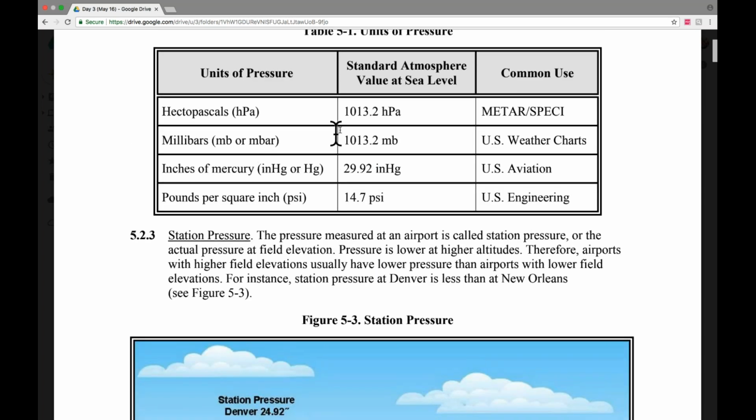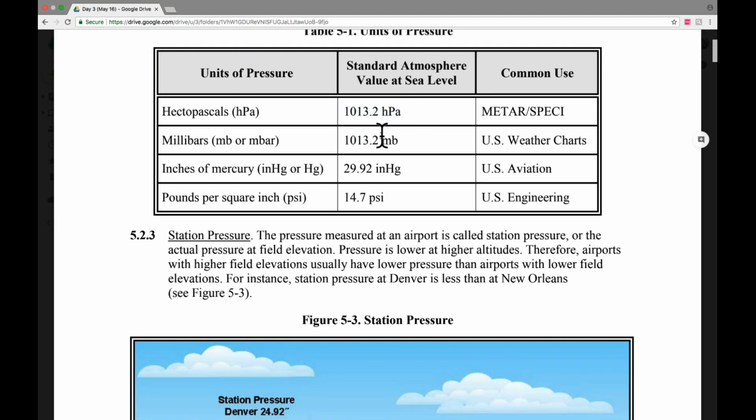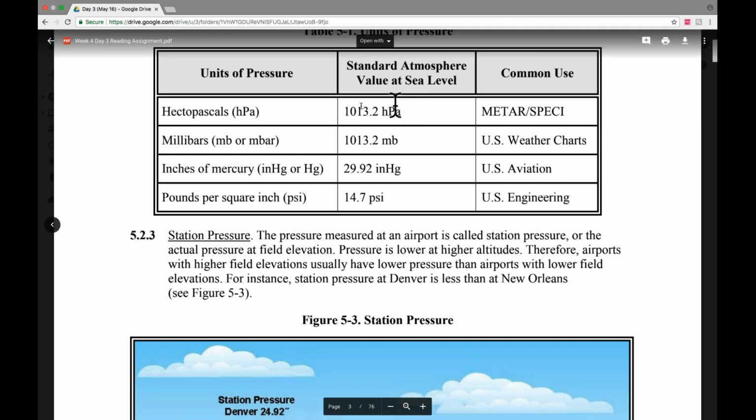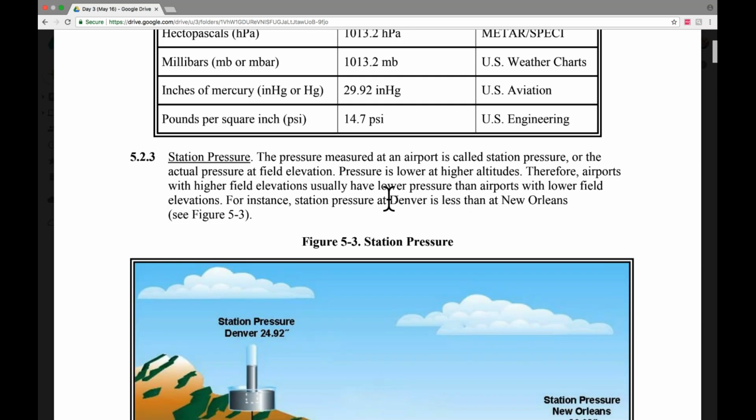So once again, here's the chart. So in hectopascals, our weather charts use the millibars. Hectopascals, it's basically the same exact thing. But then the way it's displayed in the cockpit, sorry, it wasn't millibars, it's inches of mercury. And then the other way we can see it is in PSI. So standard PSI is 14.7 pounds per square inch.